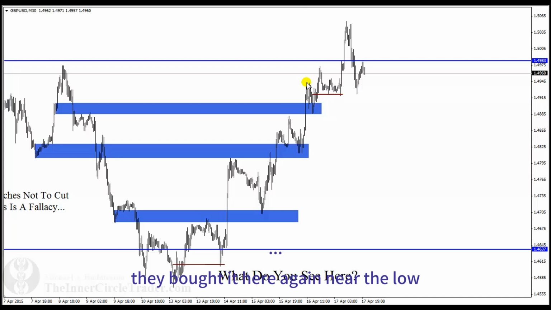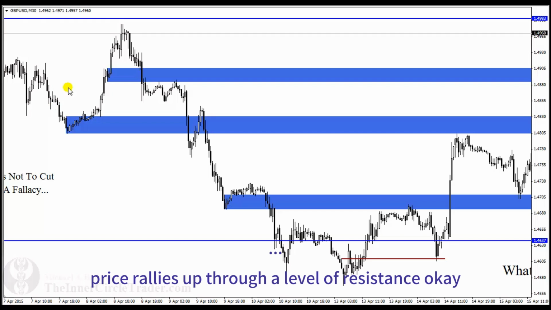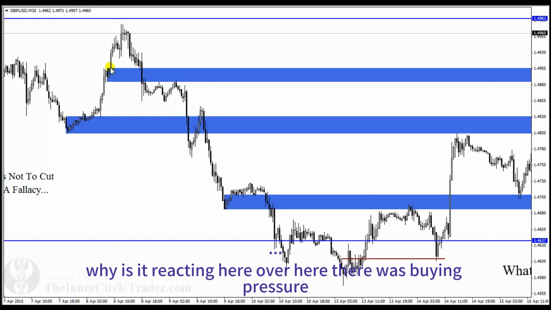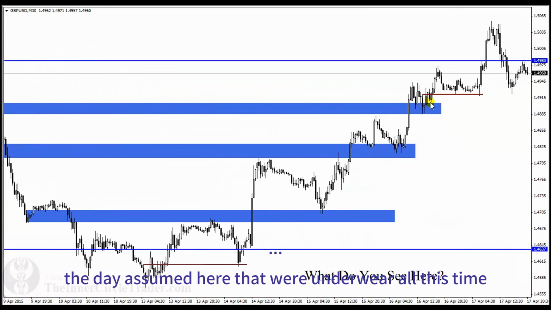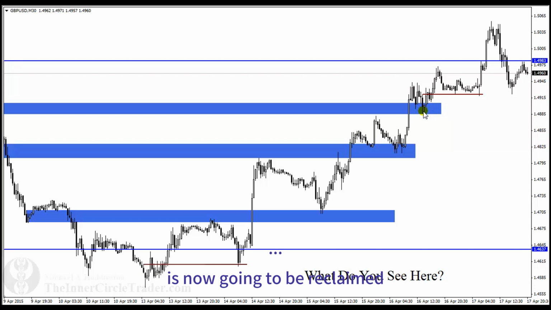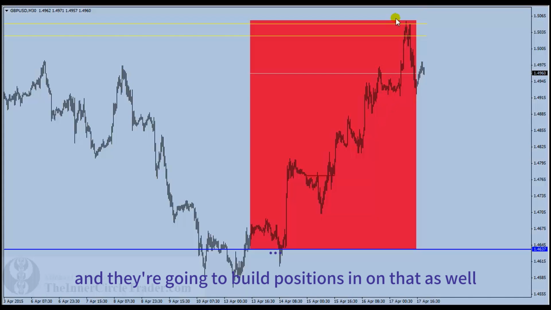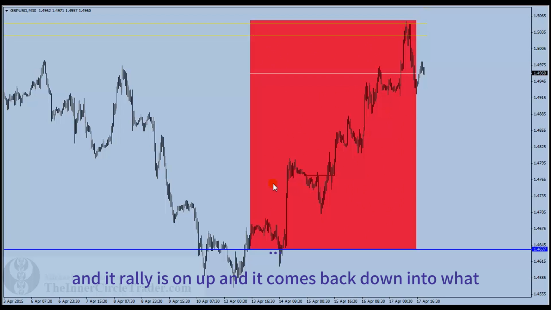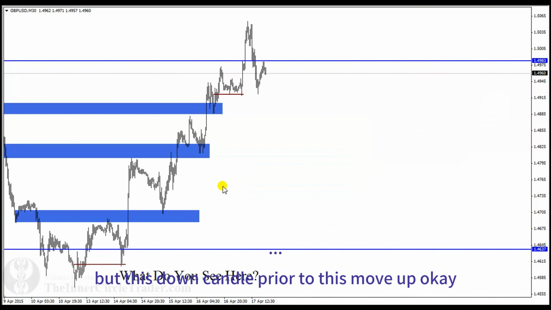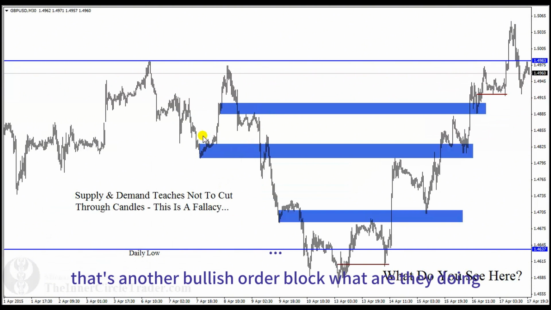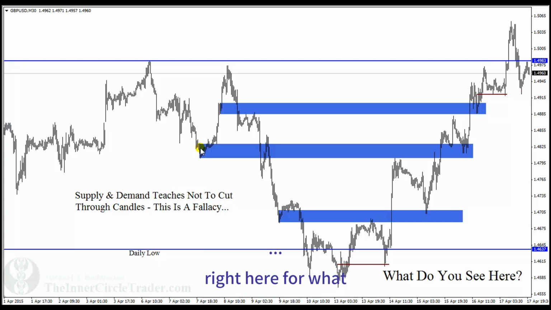And it rallies on up and comes back down into what? Another area of this consolidation. Let me zoom in because it's kind of difficult to see in there. But this down candle prior to this move up, that's another bullish order block. And what are they doing? They're reclaiming it and capitalizing on that buying opportunity right here for what? The continuation higher and into that area that we discussed just a few moments ago. This is where they distribute it. Can it go higher? Certainly, but this is what we do. We measure the buying pressure and interest based on what the buying pressure had done in the past. They're clearly noted, their fingerprints, their footprints, okay?